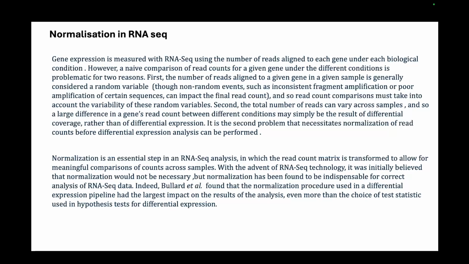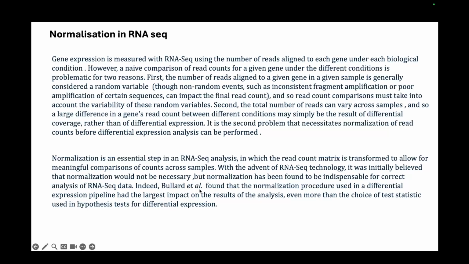So it is the number of samples by the number of genes, and each element of the matrix tells you the expression of that particular gene in that particular sample. That is what a count matrix means. That is the way of representing an RNA sequencing dataset, and we apply these normalization methods on datasets like that, the count matrix datasets. With the advent of RNA sequencing technology, it was initially believed that normalization would not be necessary, but normalization has been found to be indispensable for correct analysis of RNA-seq data.